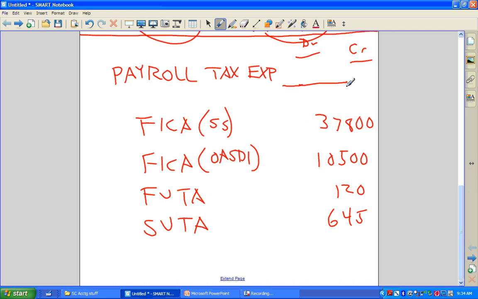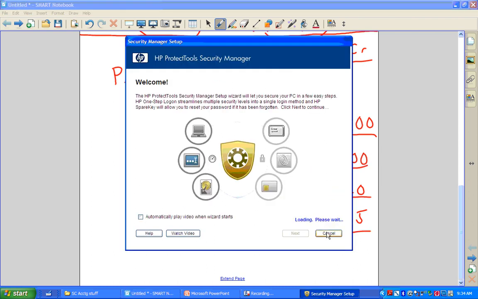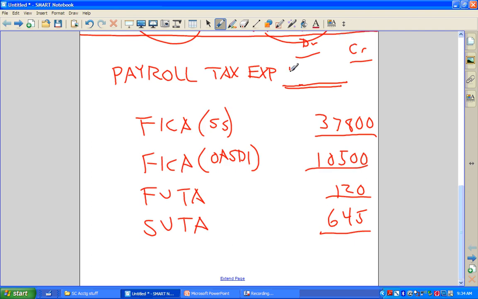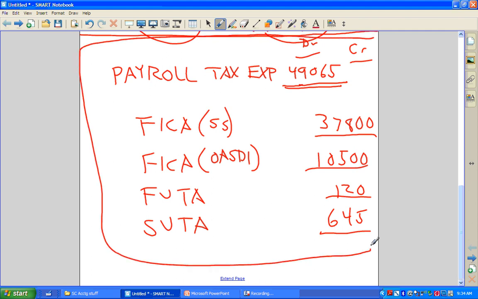Okay, how do I find the total expense up here? Well, obviously debits have to equal credits. I simply add all these numbers up. 1, 2, 3, 4. You add them up, and I got 49,065. That's what I got. So again, my writing is messy on this online tool I'm using to capture all this, but there's your journal entry right there. Okay, hope that makes sense, and there you go.